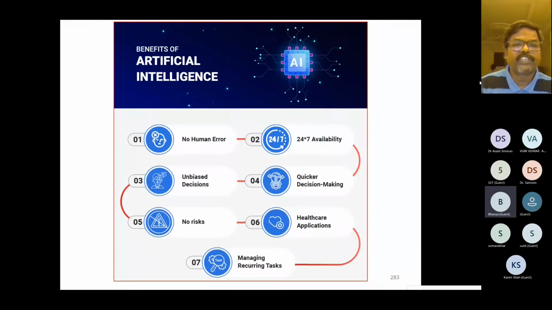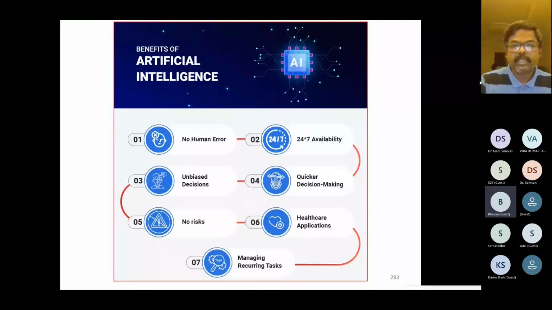Then the benefits of artificial intelligence. What are the benefits? First benefit, no human error. That is an excellent benefit. Once we give a rule or a program to the system, it can perform automatically. Then 24 by 7 availability based on the cloud and intelligent machines. Then third one, unbiased decisions. It gives correct decisions. Fourth one, quicker decision making. Fifth one, no risks. Sixth one, healthcare applications. Seventh one, managing recurring tasks. Automated applications especially.